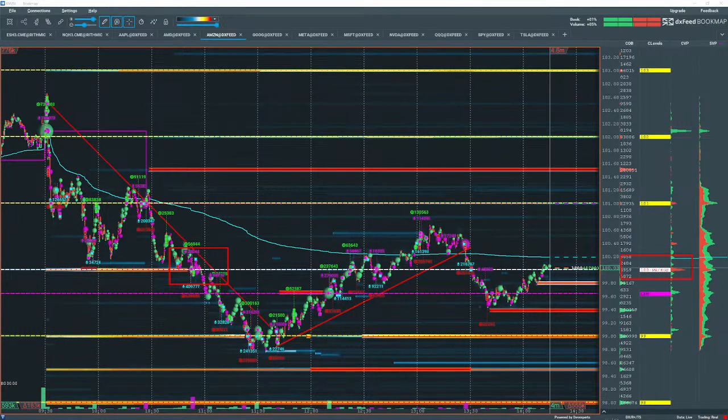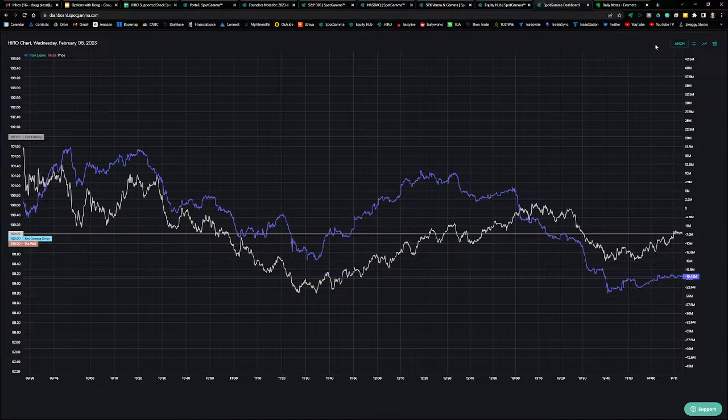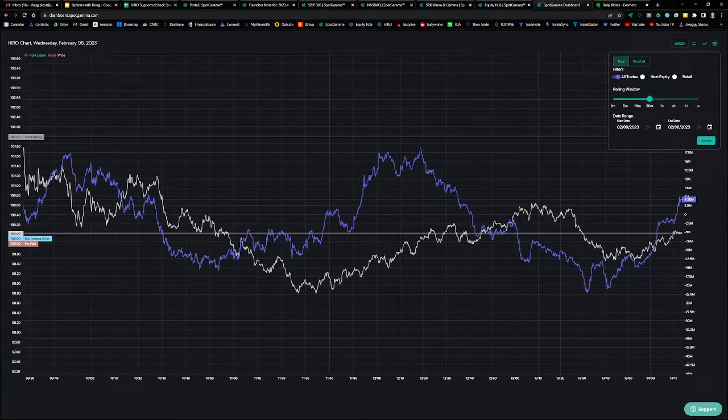And then reversed higher. And let's take a look and see what options traders are doing now on Amazon. Let's change the look back period, 30 minutes. So yeah, they're going long again. So it looks like this is providing a little bit more clarity here.